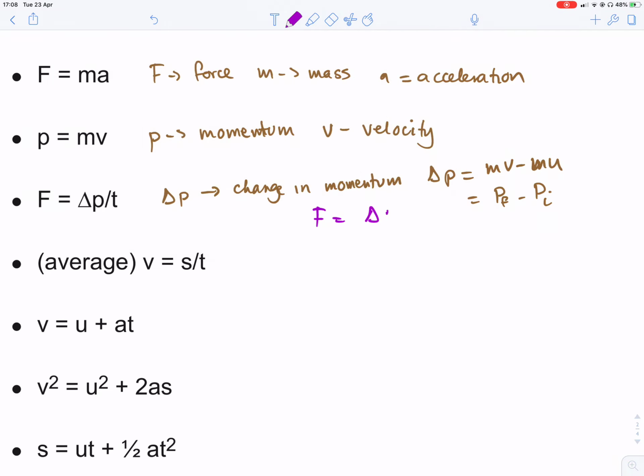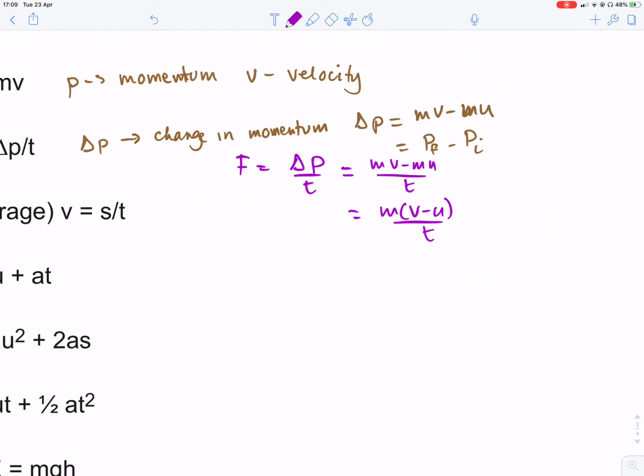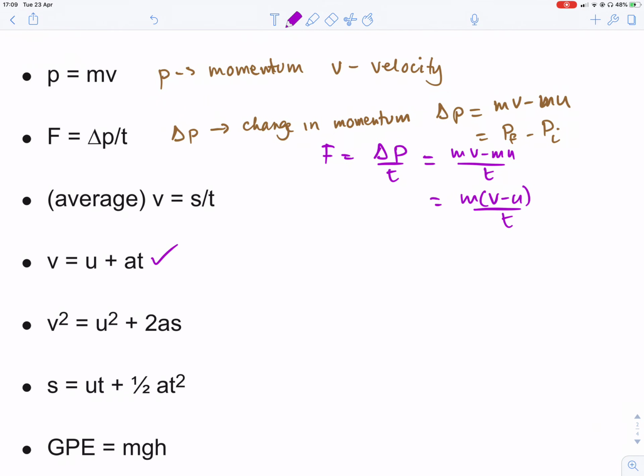Okay, so we can take F equals delta P over T and say that delta P is mv minus mu over T. And we can factorize the m, so we have m times (v minus u) over T. But we know that v equals u plus at, which means v minus u equals at, therefore a equals v minus u over T. So this v minus u over T can be substituted with acceleration, so this becomes ma.